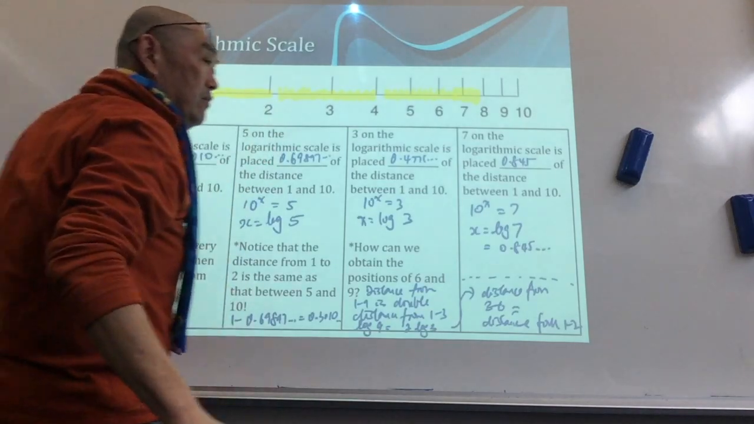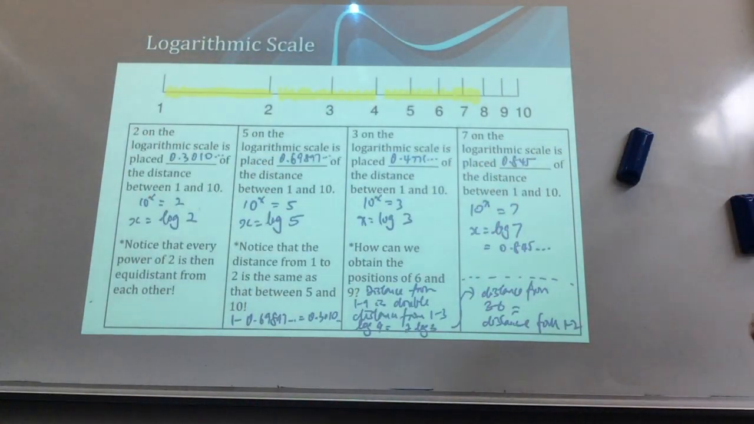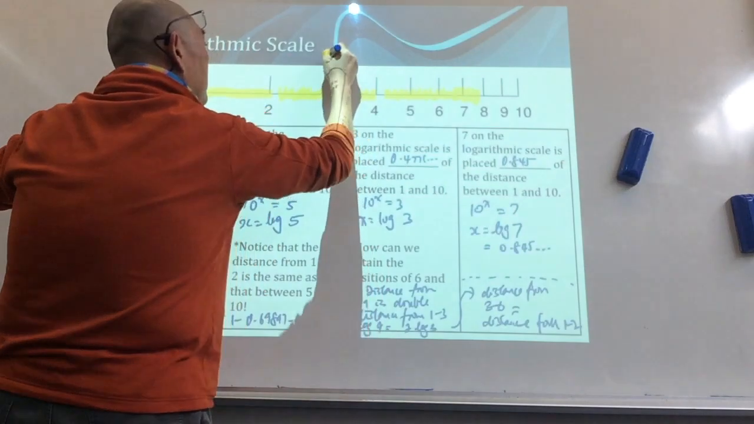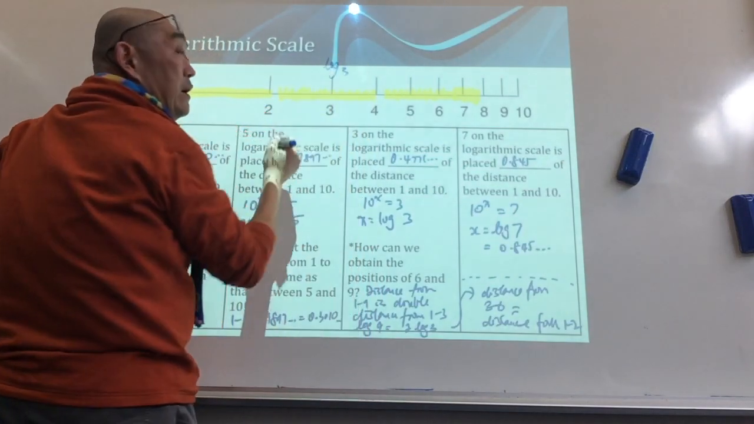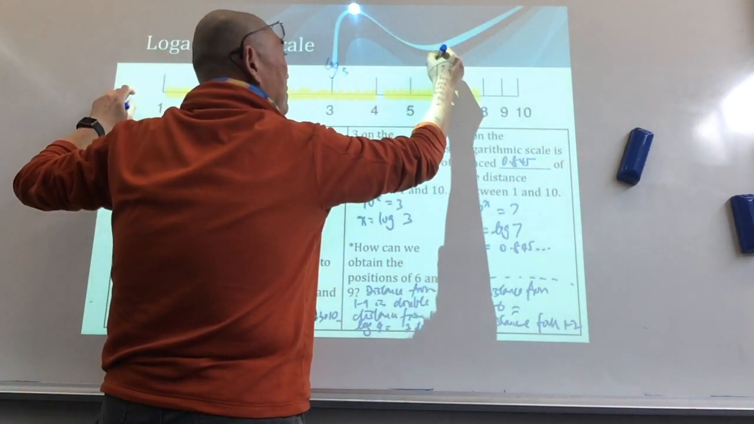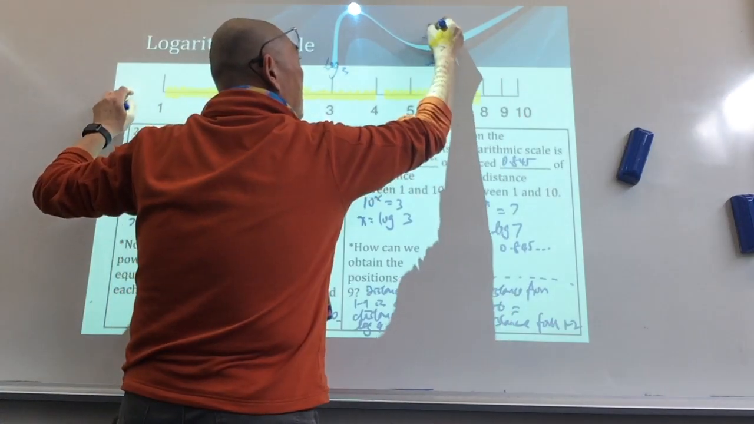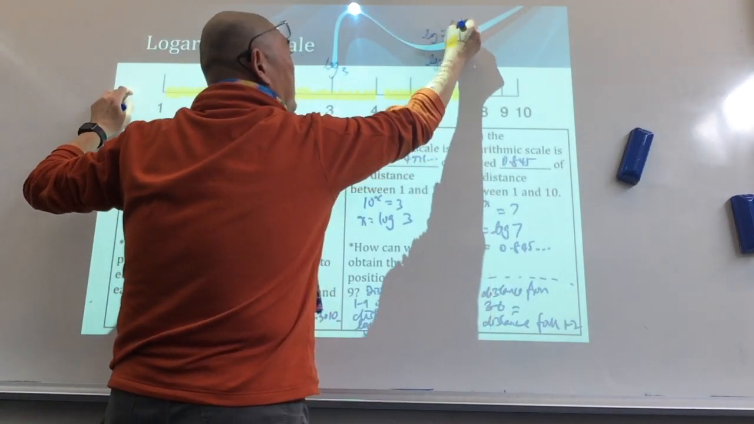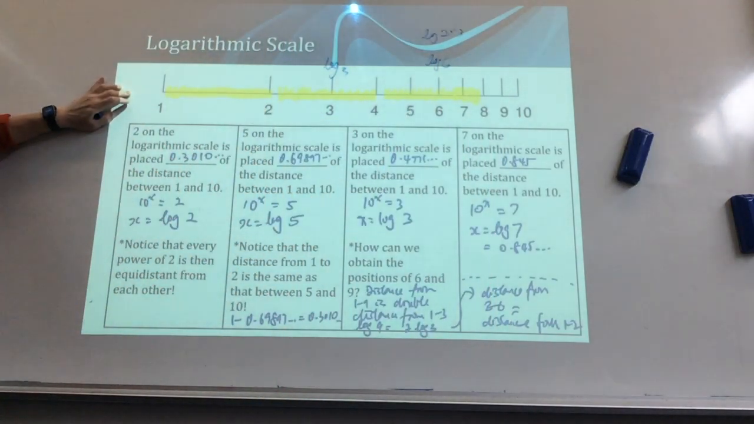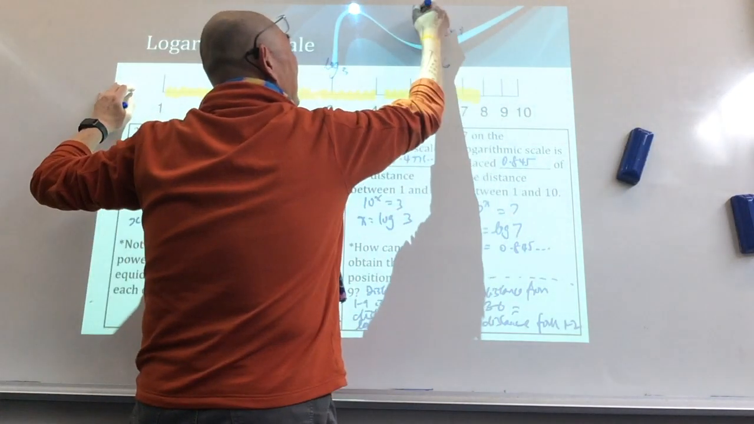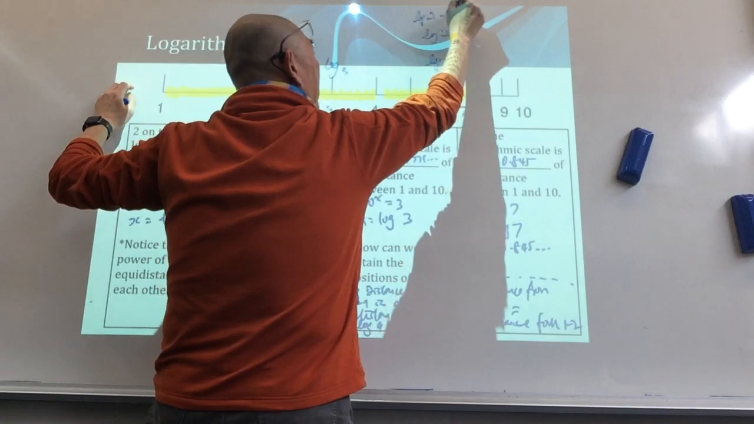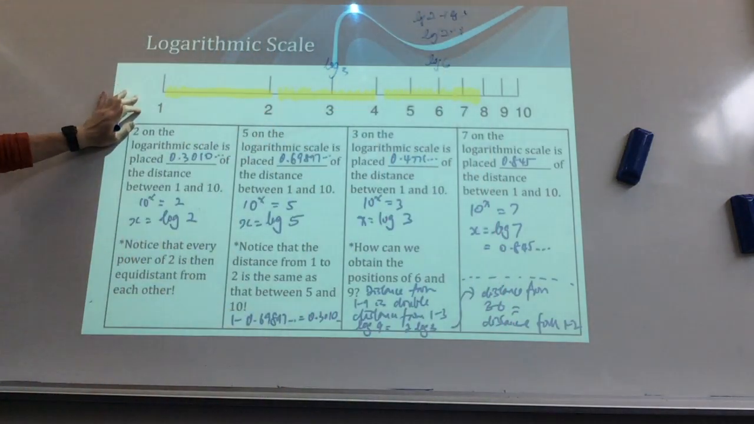If you look at the log, this is log 3, right? This is log 6, which is log 2 times 3. So log 2 plus log 3.